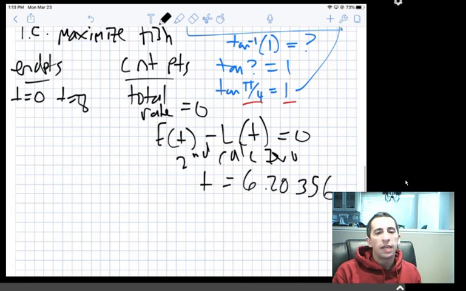6.20356. Now we actually have to figure out how many fish are in the lake at each of these times. Because that's how we do it, right? We find our endpoints, we find our critical points, and we actually have to figure out what is the largest value at each of those. Okay.